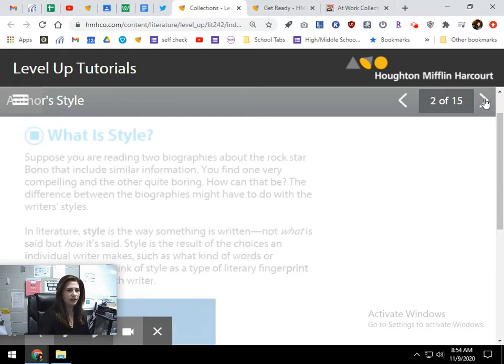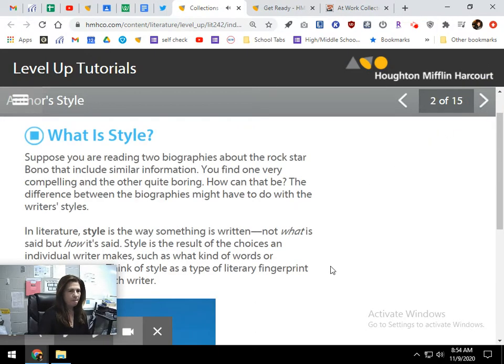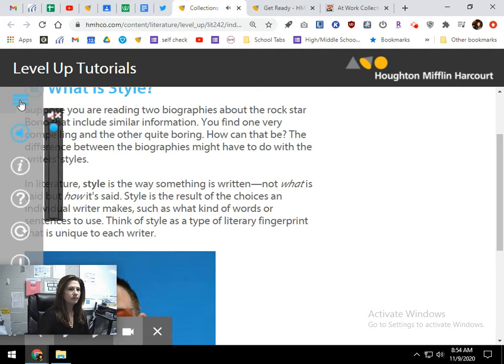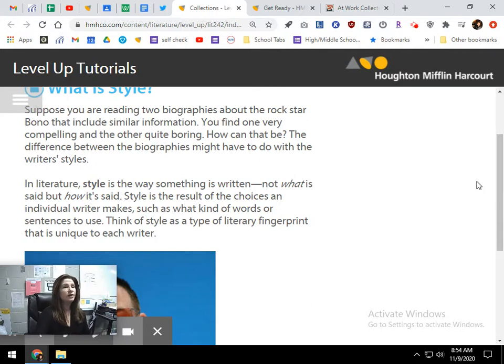So let's get started. Suppose you are reading two biographies about the rock star Bono that include similar information. You find one very compelling and the other quite boring. How can that be? Well, the difference between the biographies may have to do with the writer's style. In literature, style is the way something is written, not what is said. Style is the result of the choices an individual writer makes, such as the kinds of words or sentences they use, or you can think of style as a type of literary fingerprint that's unique to each writer.